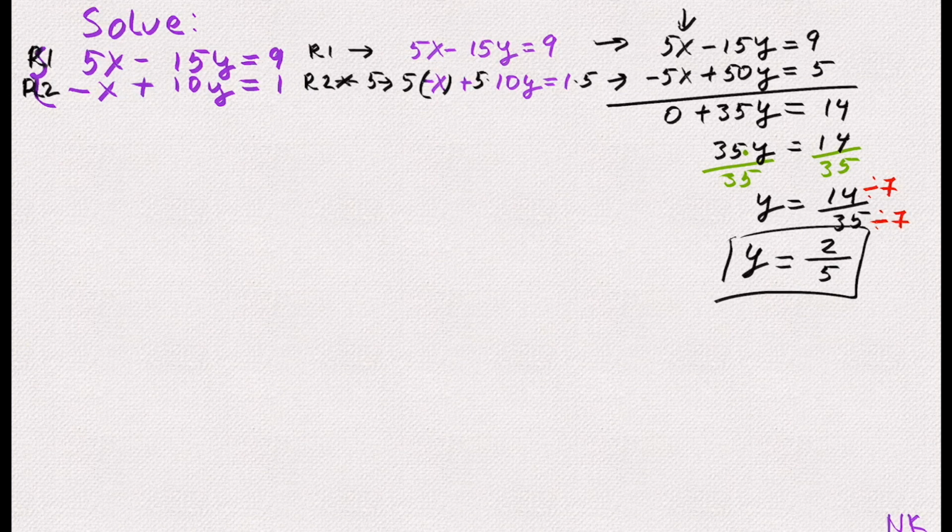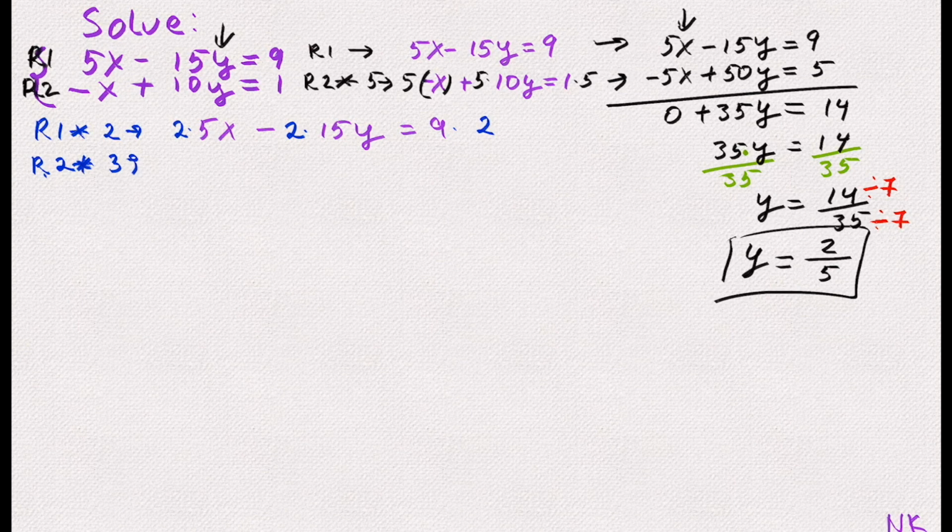Since this is a fraction, I do not want to use substitution to find the other variable, because when it comes to fractions and systems of equations, the addition method is easier. If we want to eliminate the y variable, we know that 15 and 10 are easily divisible into 30. So we can take row 1 and multiply everything by 2. We had 5x minus 15y equals 9 in row 1, and let's multiply each term by 2, and we can multiply row 2 by 3.